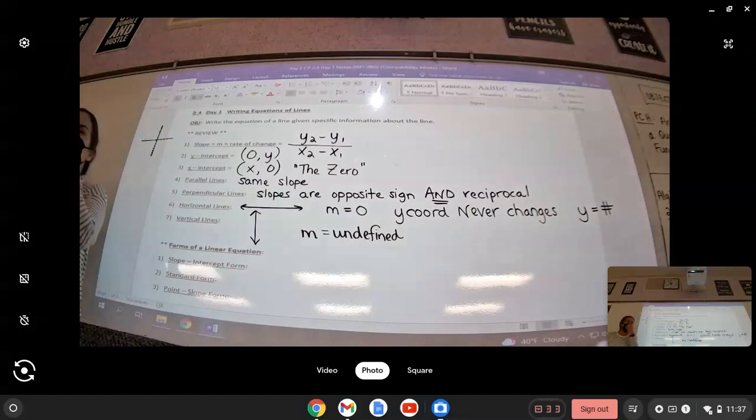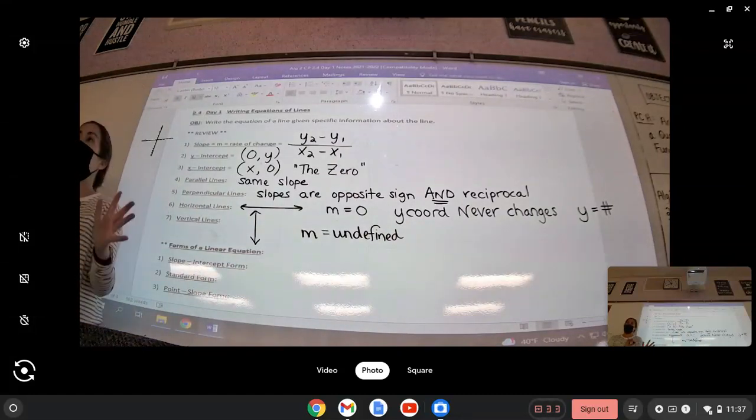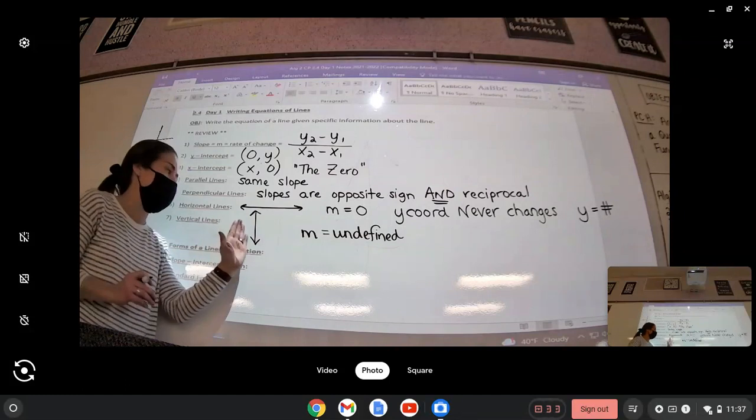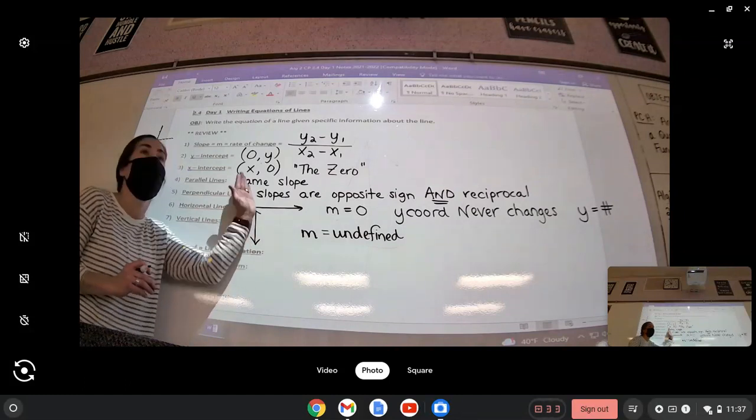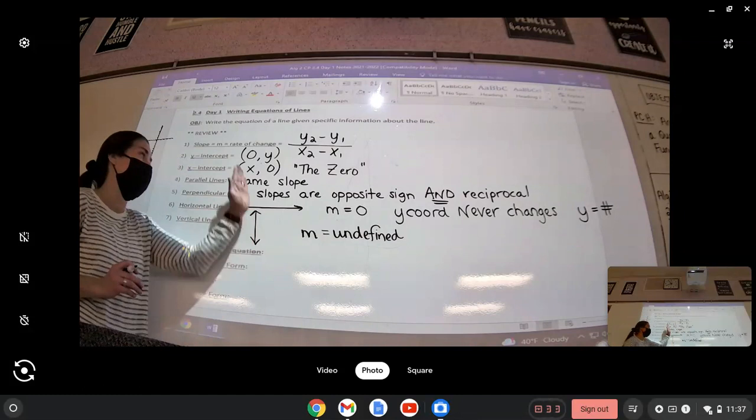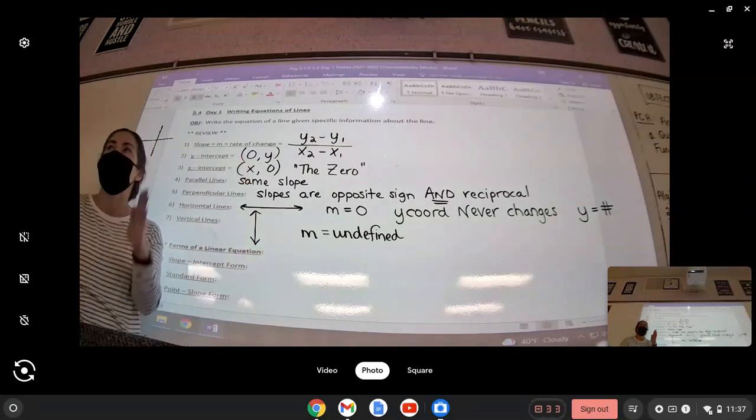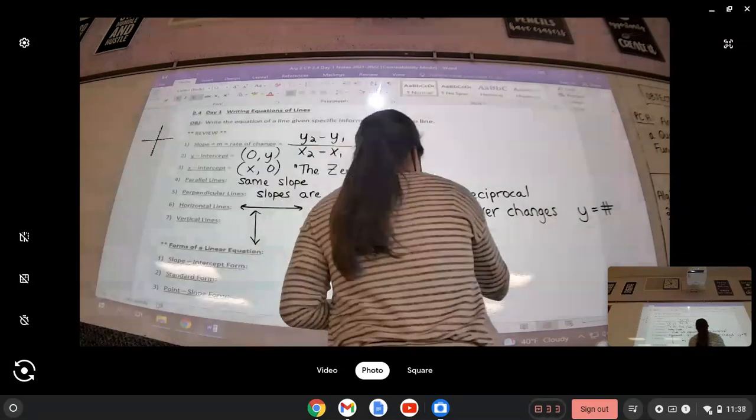All right, well, guys, now think about a vertical line. When you go to write its equation, it's going to be more of a mind game than a math game. Which coordinate never changes on a vertical line? X, right? We're not going right, we're not going left. We're going up and we're going down. So y is changing like crazy, but x never changes.